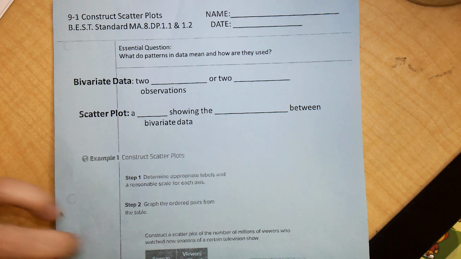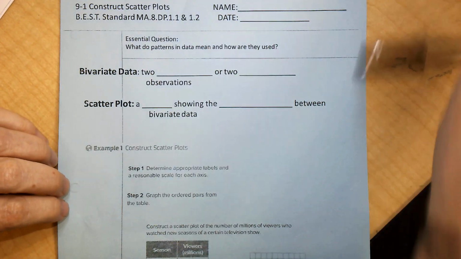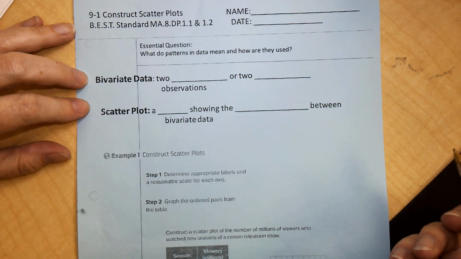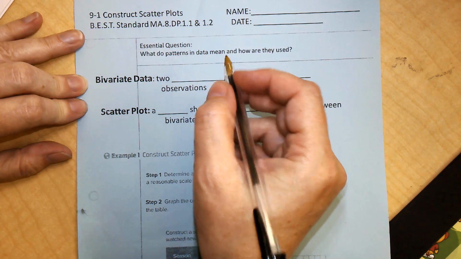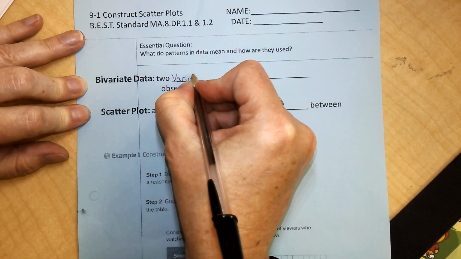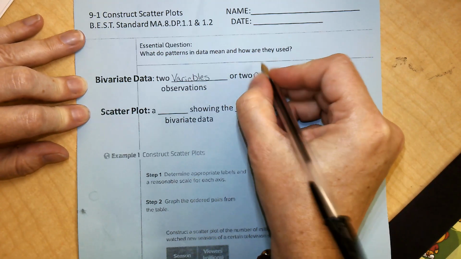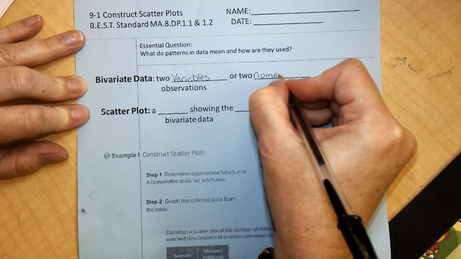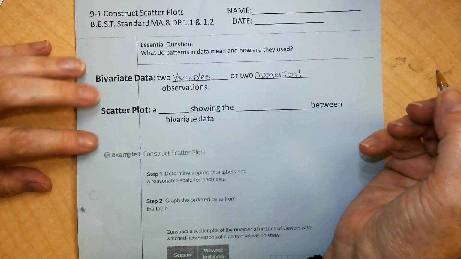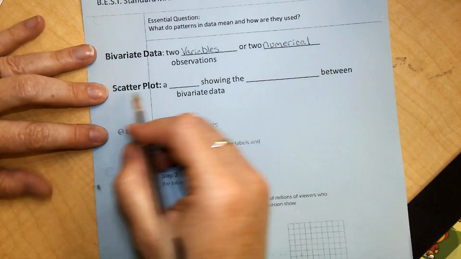All right, our last unit together this year, Unit 9. We're going to talk about bivariate data, and today we're going to talk about constructing scatter plots for 9-1. Well, bivariate data is where you have two variables or two numerical observations about the same item. And we're going to see if they are related to each other. Okay. So today we're going to talk about scatter plots.